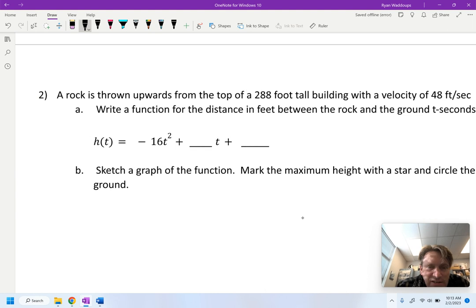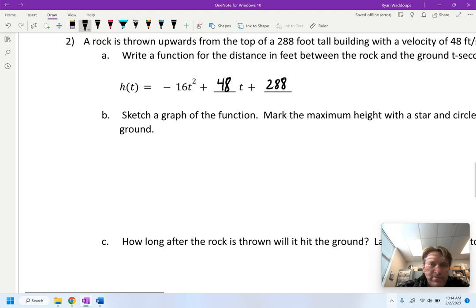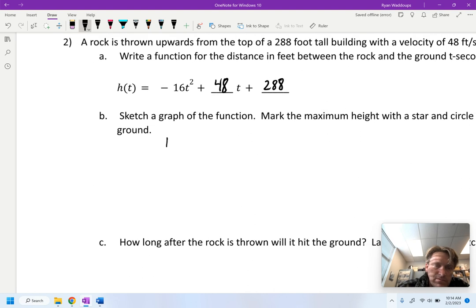The negative 16 t squared, same as the example above. That's not an accident. The initial velocity is 48, so we'll just put that in there. And the height is 288, so we put that in there. And that's our equation. Sketch a graph of the function. Okay, this is very similar to the last one. It's really going to be no difference there.